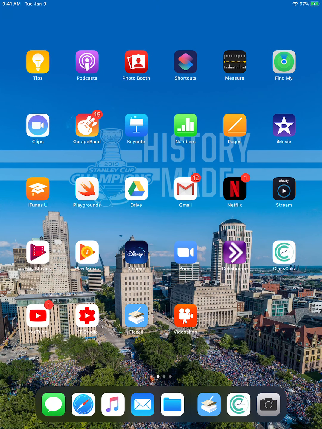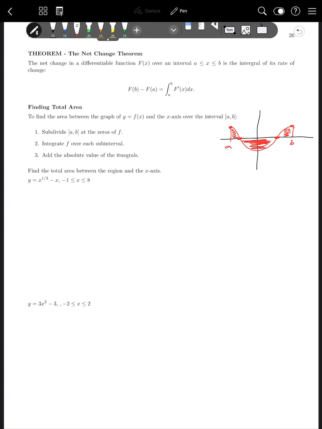Okay, so back in the problem. Our zeros from the graph, and you could find them by setting the equation equal to 0 and solving for x as well, but we just did it from the graph, are at -1, 0, and 1. So I want to break up my interval, which is currently -1 to 8, at these zeros. So now my intervals are going to be -1 to 0, 0 to 1, and 1 to 8.